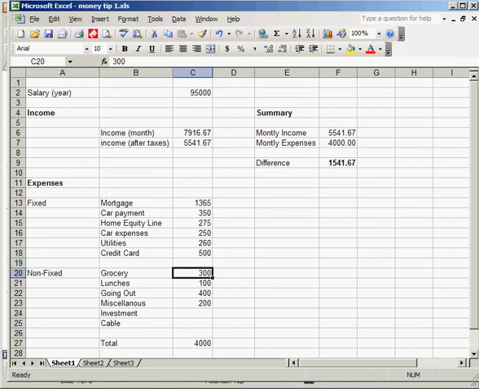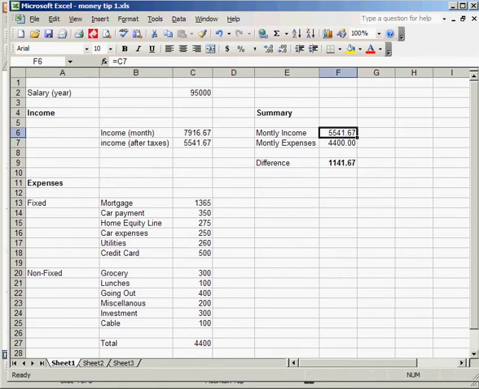Next, we look at the non-fixed expenses. So I spend about $300 in groceries, $100 in lunches, going out and entertainment would be $400 a month, and miscellaneous would be $200. I also put some money into investments, which we will say $300, and then my cable bill every month is $100, which is $4,400.